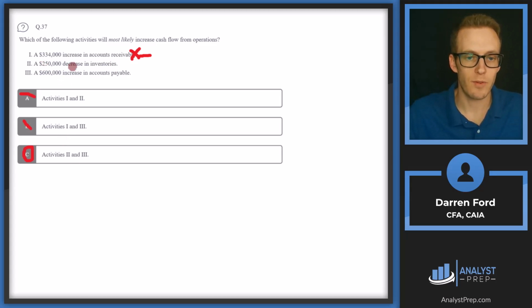So A, 250,000 decrease in inventories. Inventories decreasing indicates more sales, so that should lead to more cash flow coming in. So that seems good so far.